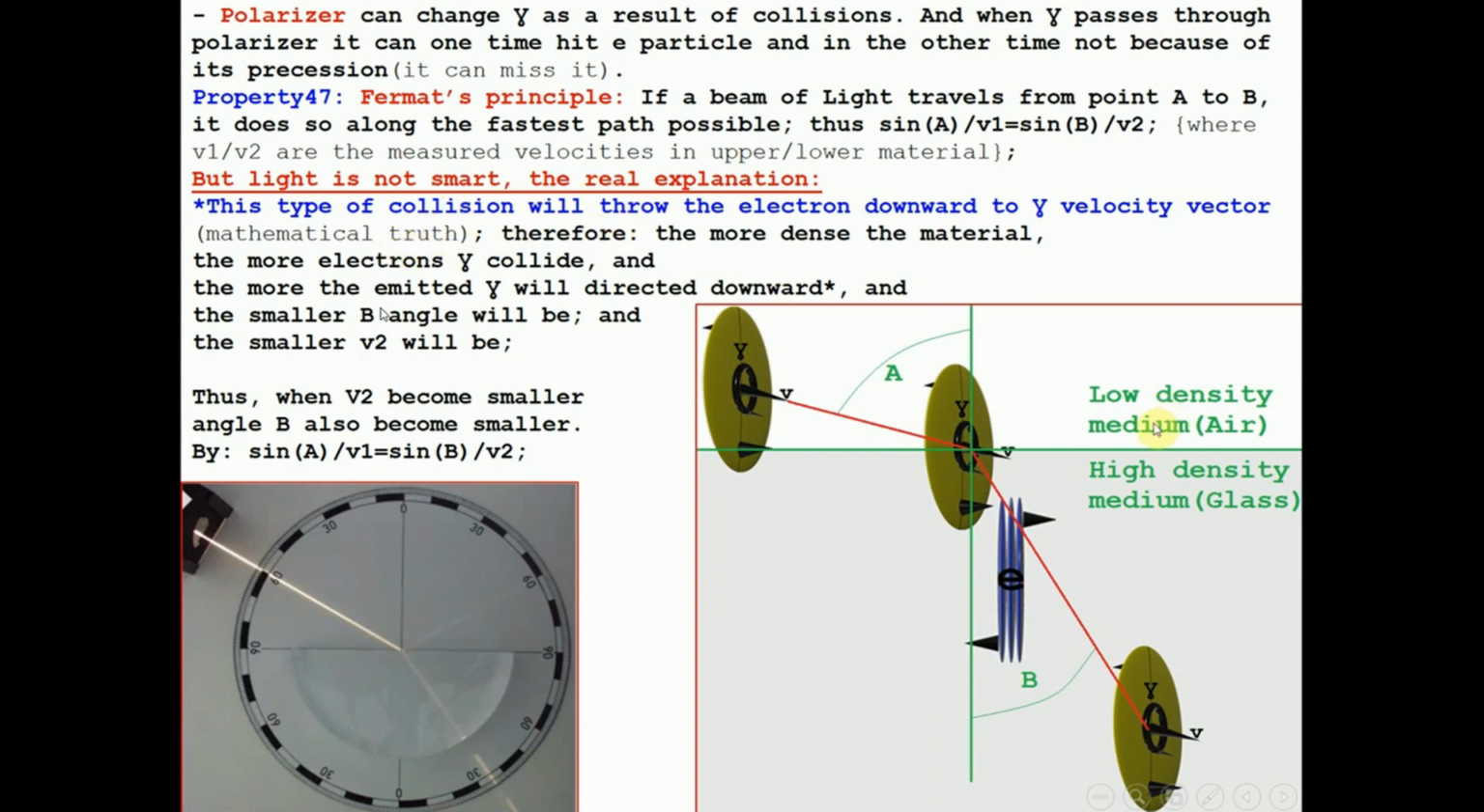When photons move from a low density medium, for example air, to a high density medium, for example glass, they will collide with the electron, and this type of collision will throw the electron downward relative to the photon velocity vector. This is because the collision looks like this, and it's a mathematical truth that I was able to prove. Therefore, the denser the material, the more electrons the photons collide with, and the more the emitted photon will be directed downward, and therefore the smaller the angle B will be, and the smaller velocity V2 will be. Therefore, when V2 becomes smaller, the angle B also becomes smaller, like this equation predicted.